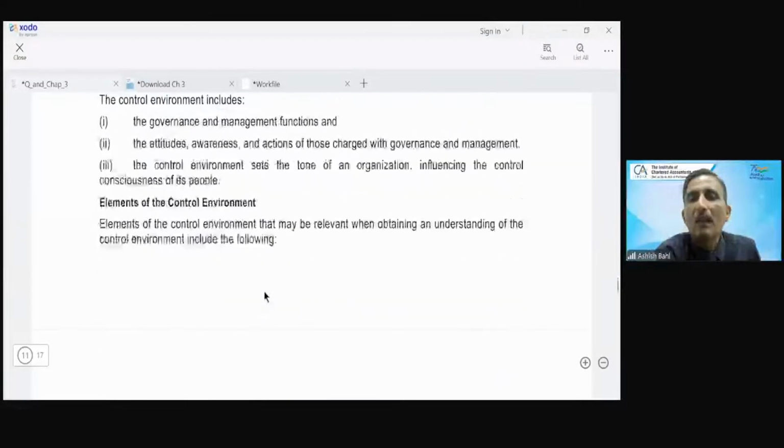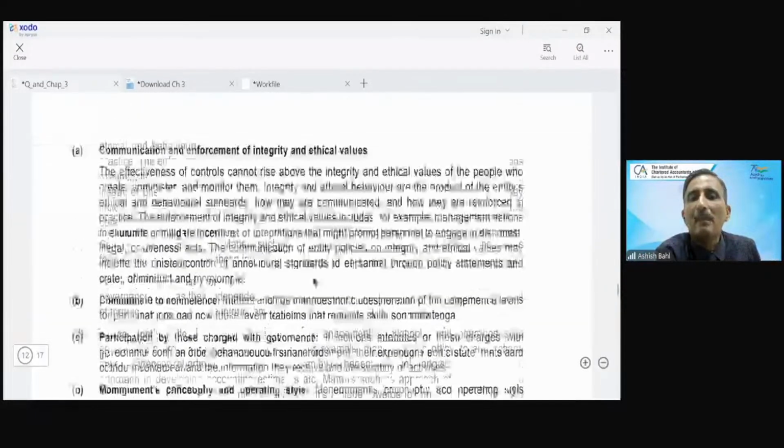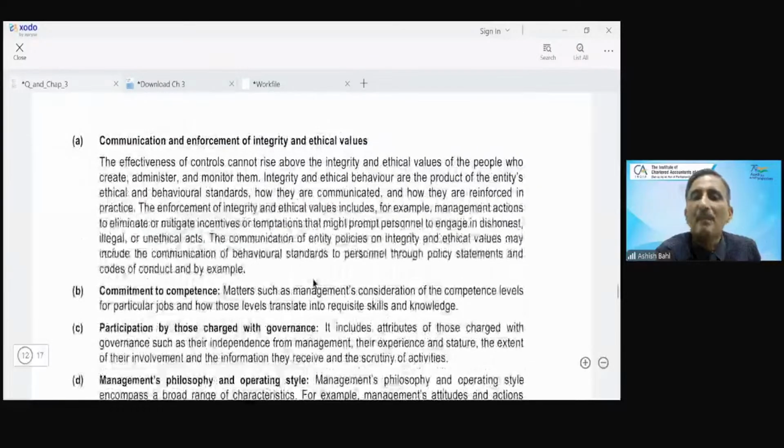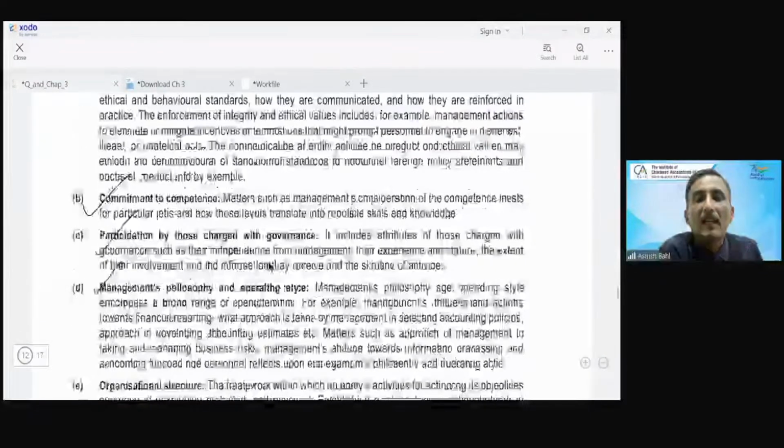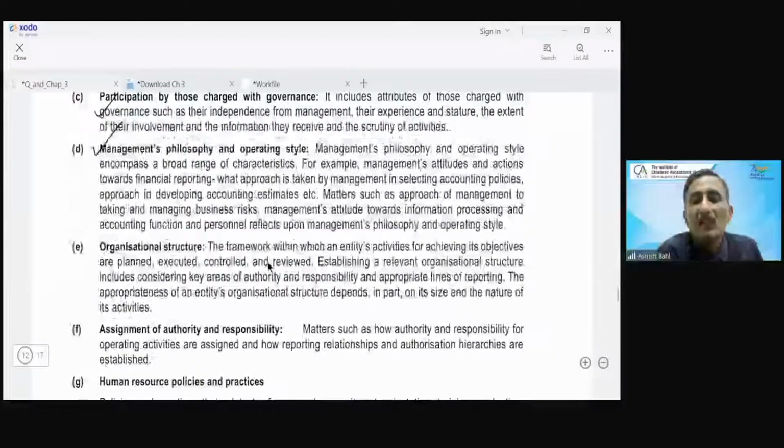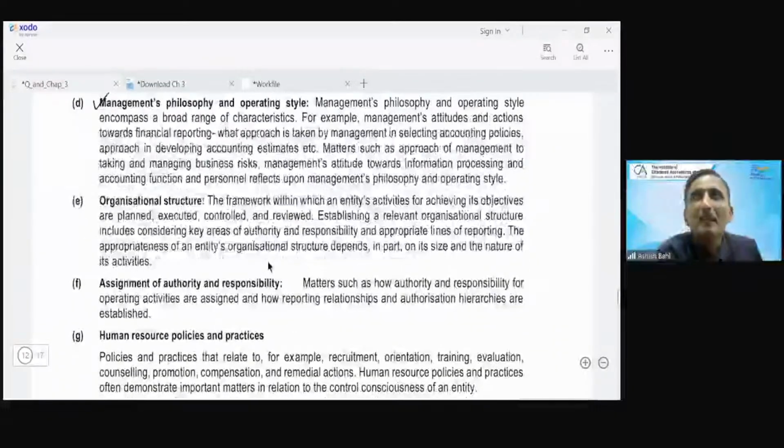So you have to write all these things, elements of control environment, which is there in your study material and which we have discussed right now. Communication and enforcement of integrity and ethical values, commitment to competence, management's philosophy and operating style, delegation of authority and responsibility, organizational structure, human resource policies and practices.